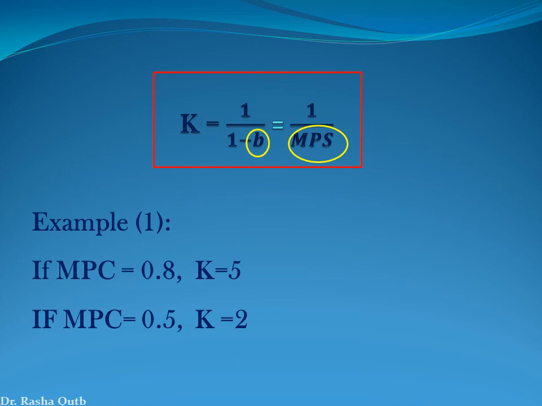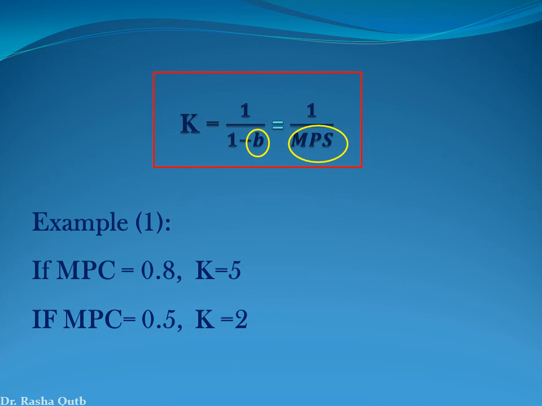When we calculate the value of the multiplier in this case, we divide 1 over 1 minus B, which equals 5. What does 5 mean? It means that for any increase in autonomous spending by 1 unit, national income would increase by 5 monetary units. Again, for any increase in autonomous spending by 1 monetary unit, equilibrium national income would increase by 5 monetary units.